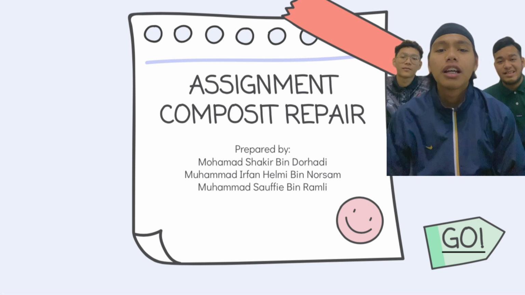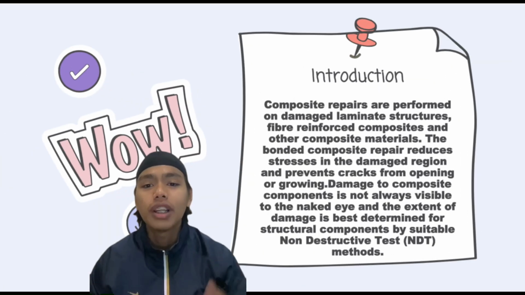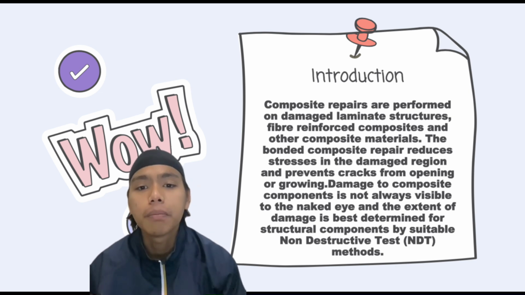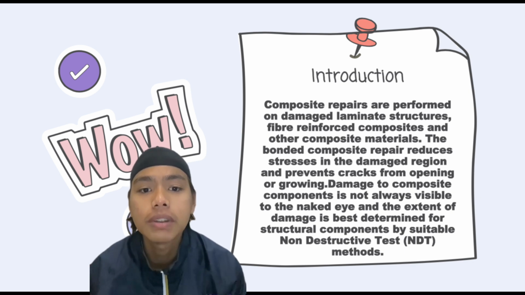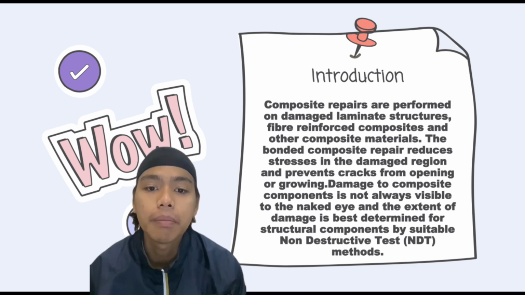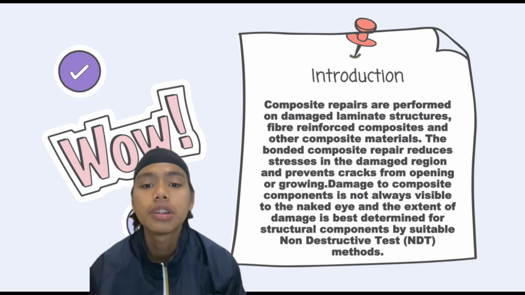And today we will present about assignment composite repair. So what is composite repair? Composite repairs are performed on damaged laminate structure, fiber reinforced composite and other composite materials. The bonded composite repair reduces stress in the damaged region and prevents cracks from opening or growing. Damage to composite components is not always visible to the naked eye, and the extent of damage is best determined for structural components by a suitable non-destructive test (NDT) method.